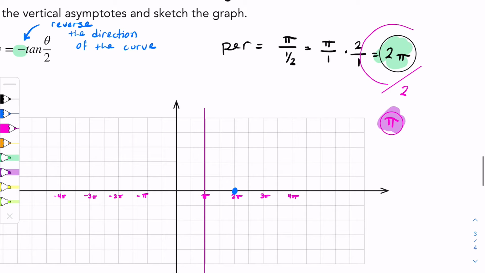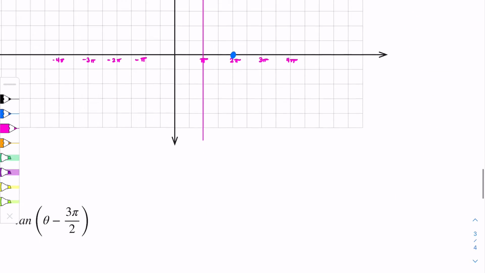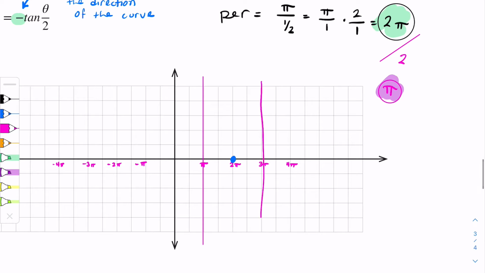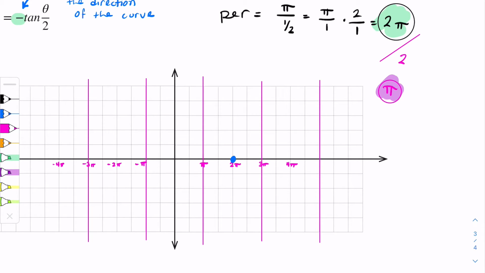Also, this number tells us that it takes the length of 2 pi to create one full cycle. So pi plus 2 pi is equal to 3 pi, which is where your next asymptote is. And if we were to graph another asymptote, it would be here. I'm going to repeat my steps in the negative direction. These are my asymptotes. Now I know that my first intercept is at 2 pi. I already discussed that one.